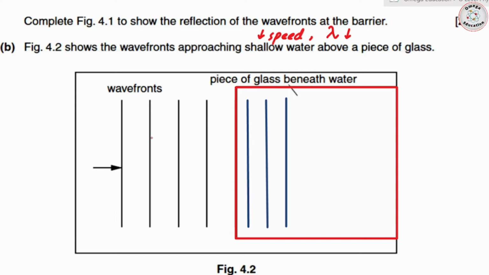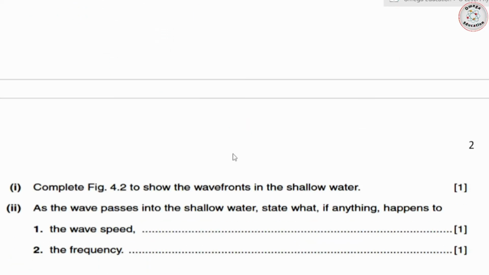So this one over here, the wavelength was higher, but as the water waves enter the shallow water, the wavelength decreases. So there has to be less spacing over here in order to show the decrease in the wavelength. And you can draw at least 2-3 more wavefronts, and that would be okay. Moving on to the next one.